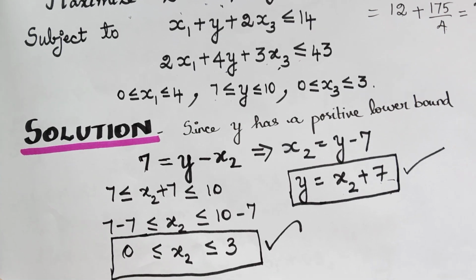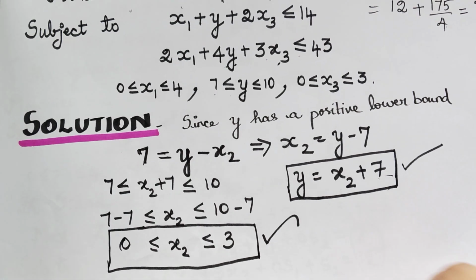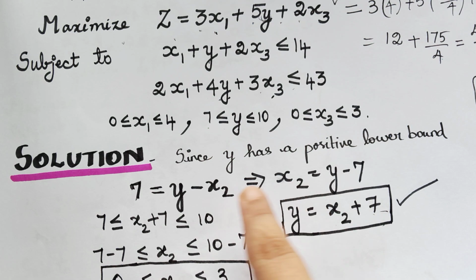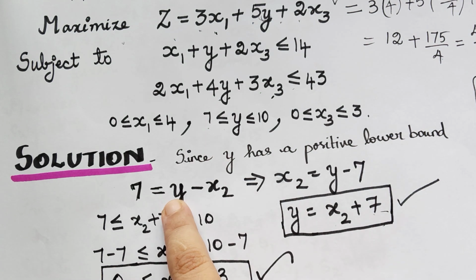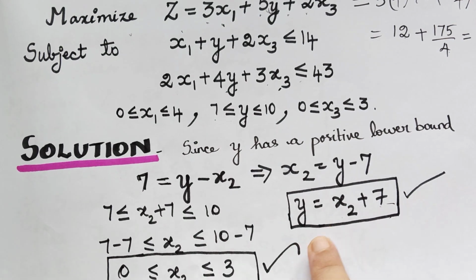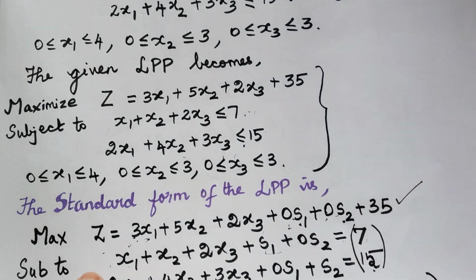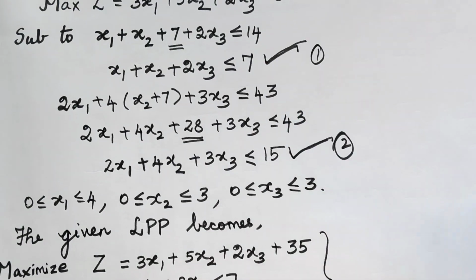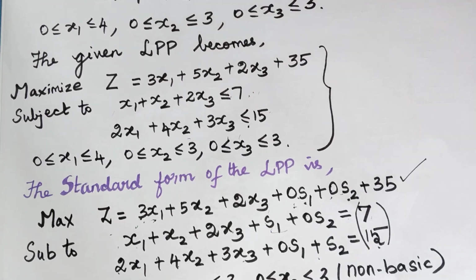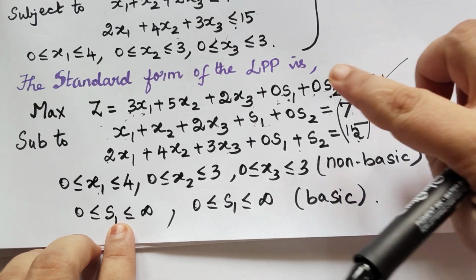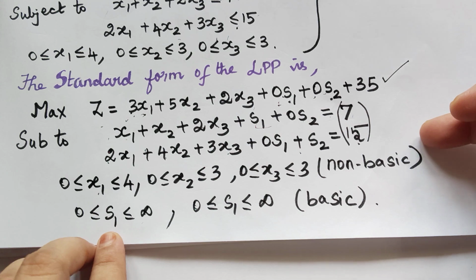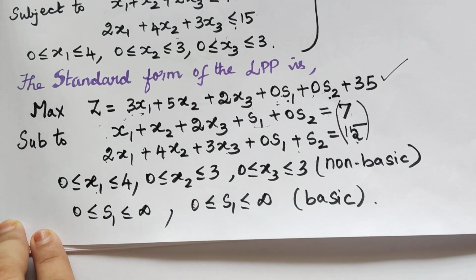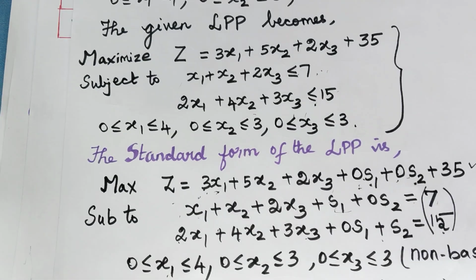So let us have a quick recap of the problem. Here we have the value y which had a positive lower bound, and so we substituted the formula, and we got a substitution for y as x2 plus 7. After making that substitution, we reformulated the problem. After reformulating the problem, we have written it in the standard form by adding the slack and surplus variables. I mean, a surplus variable was not necessary here. Only the slack variables were added, and we have differentiated the basic and non-basic variables.